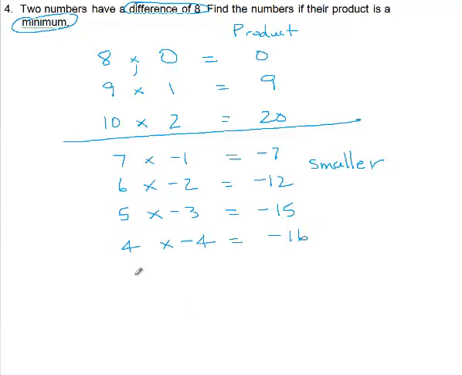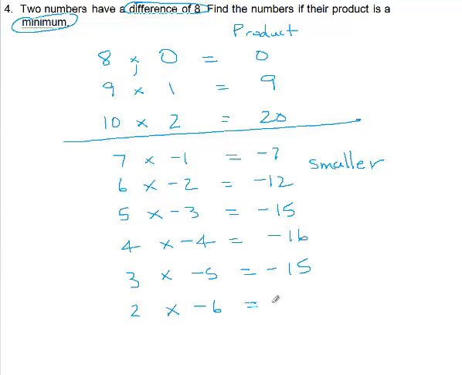Now if we see the pattern there, 7, 6, 5, 4, and negative 1, negative 2, negative 3, negative 4. The next would be 3 and negative 5. They differ by 8, right? Just check: 3 minus negative 5 becomes 3 plus 5, so they differ by 8 units. What's the product of 3 times negative 5? Well, that's negative 15.